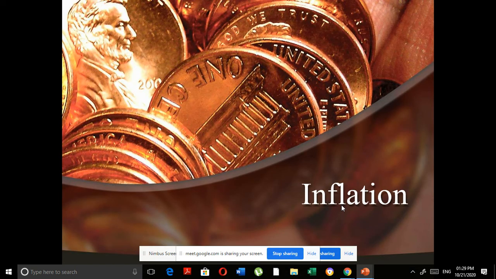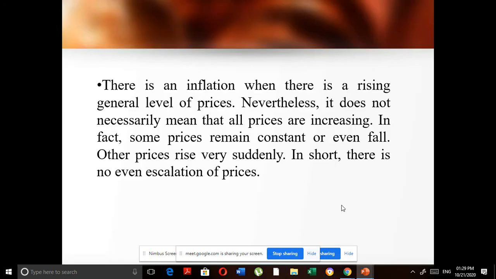Inflation. Sure, you understand what it means. What does inflation mean? It is increasing in general level of prices. So if we are in recession time, you can say two main problems occur. It is unemployment and inflation.